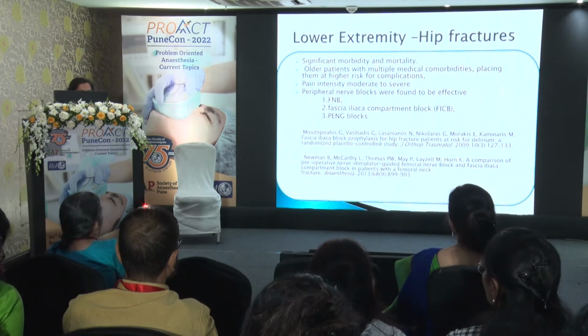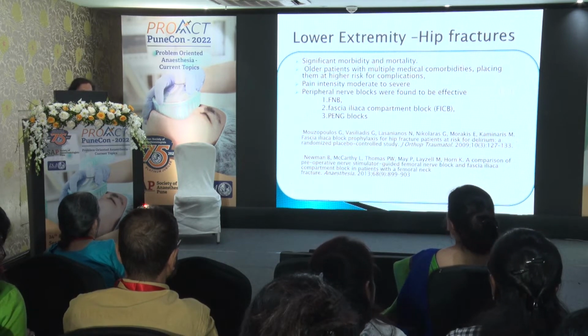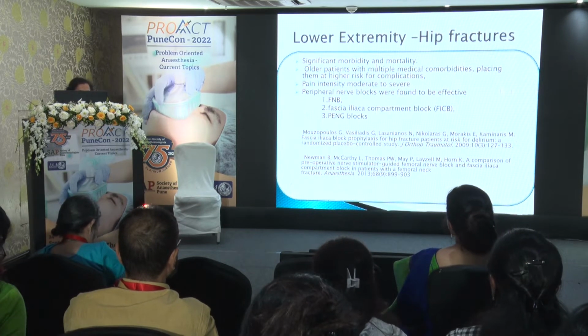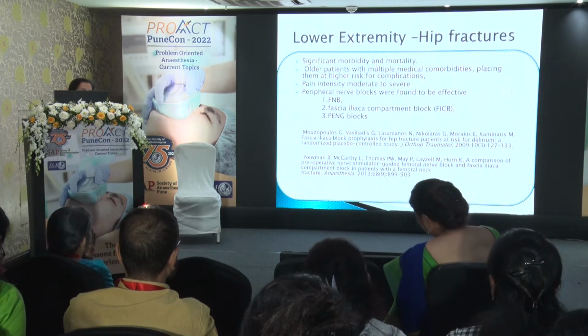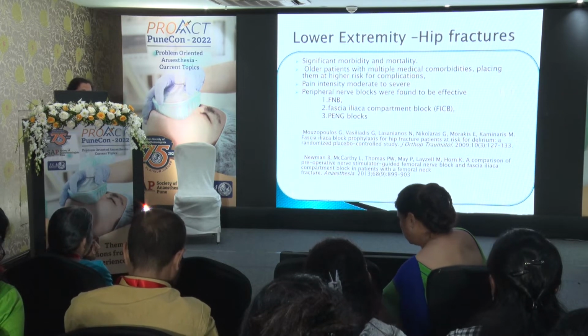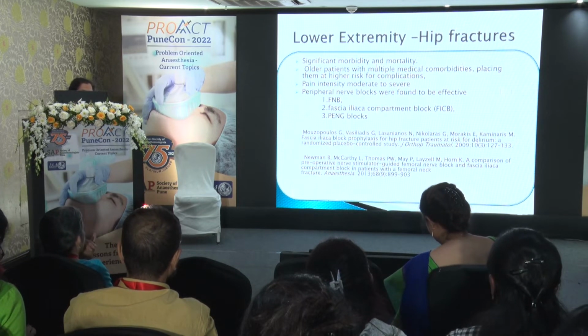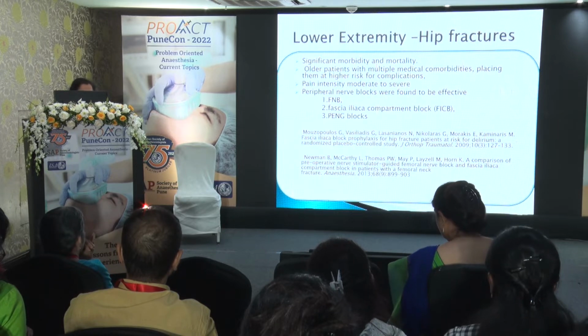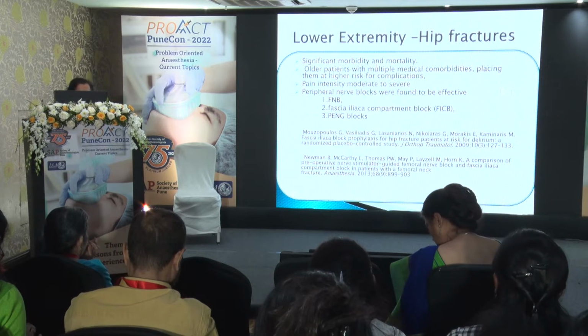So in this lower extremity block, hip fractures are the most common casualty, especially from falls, and the patients are elderly victims. These older patients have multiple comorbidities, placing them at higher risk of complications. The pain intensity is moderate to severe, so this patient should be given analgesia in the emergency room. That will decrease their stress response. That will help them settle for their mental preparation for the surgery also.